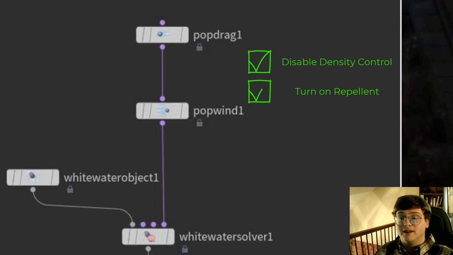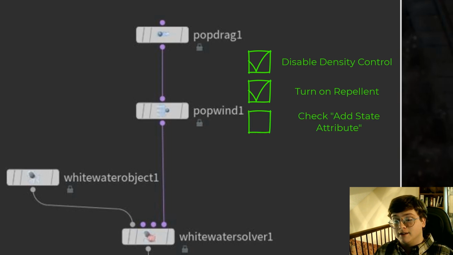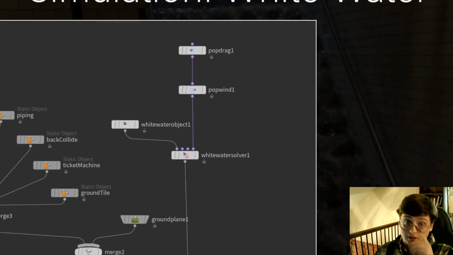I then use repellents to create the swirling regions that you see traveling along the water surface in the reference video. And finally, the most important thing is I check add state attribute so that I can have that for later rendering and post solutions.